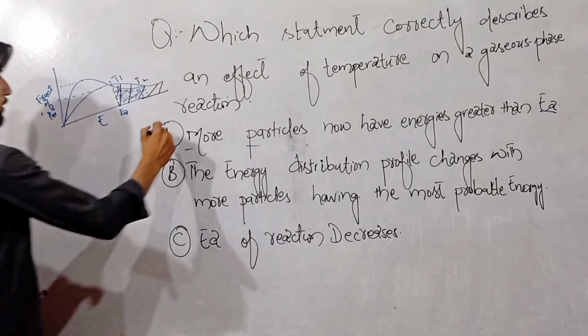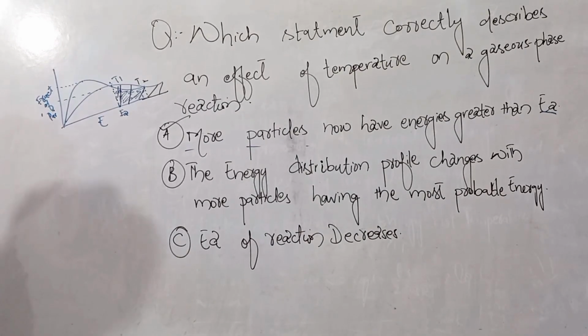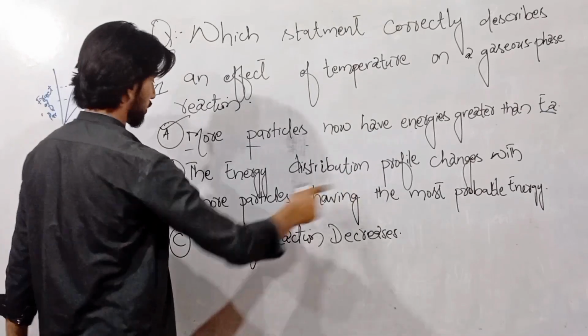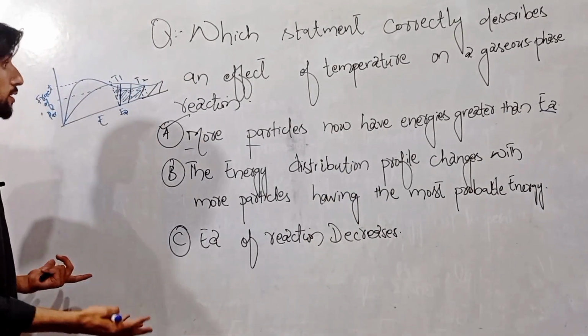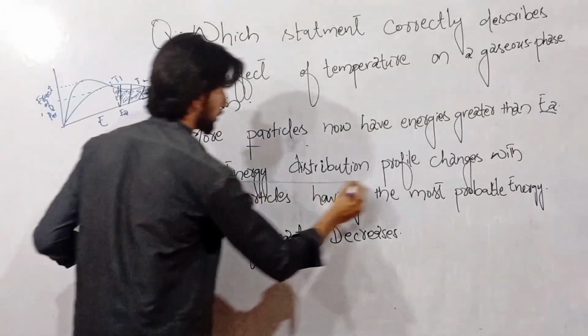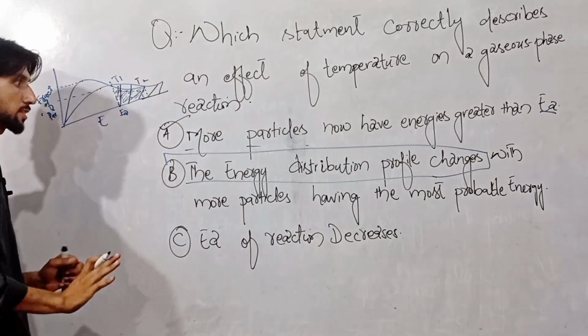So this option is correct, but we will look at the other options too, because there could be more than one correct option. The energy distribution profile changes with more particles having the most probable energy. Yes, the energy distribution profile changes. Yes, up to this point, this is correct.